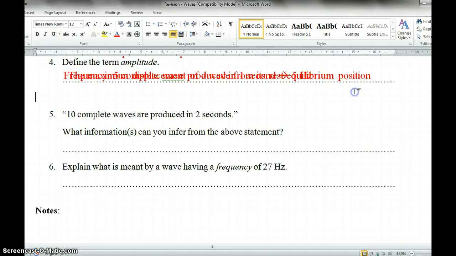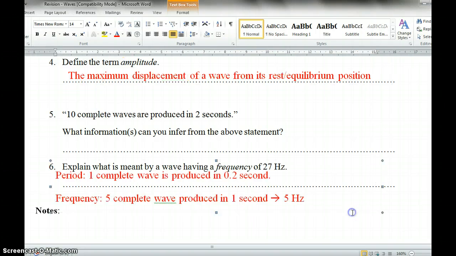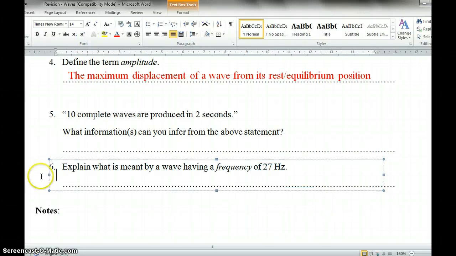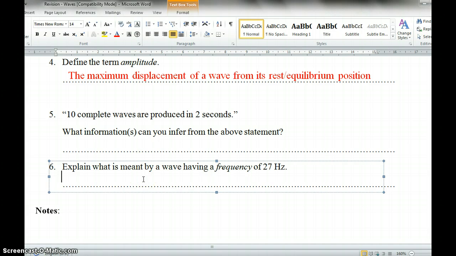Now open up question 6. Question 6. Explain what is meant by a wave having a frequency of 27 Hz. Now same thing again, go back to definition. Frequency of 27 Hz means 27 complete waves are produced in 1 second, because frequency is defined as the number of complete waves produced in 1 second. So if you have 27 Hz, it means you have 27 complete waves produced in 1 second.